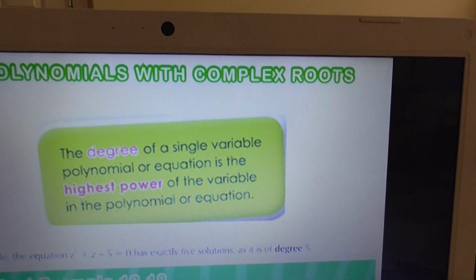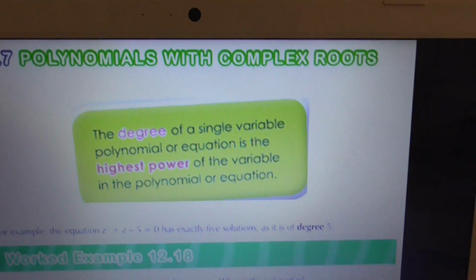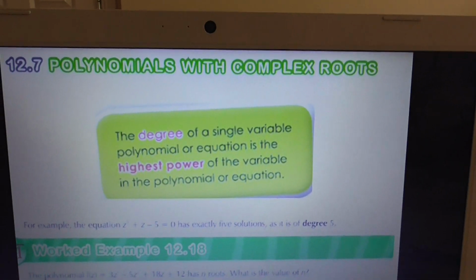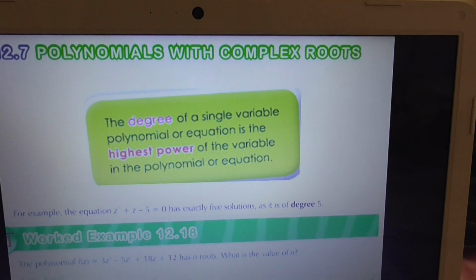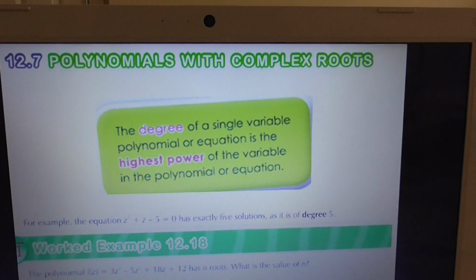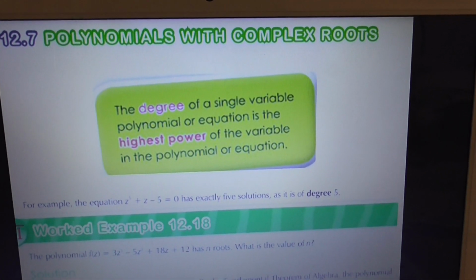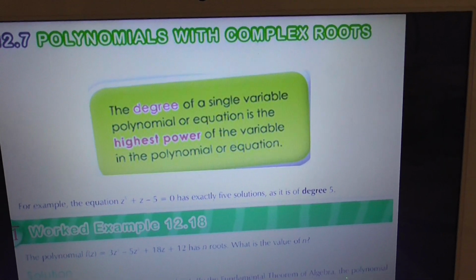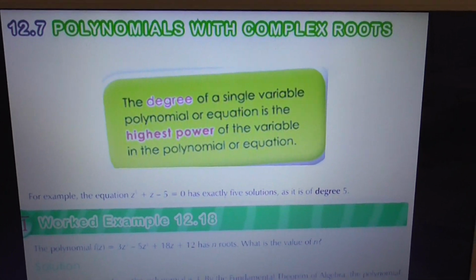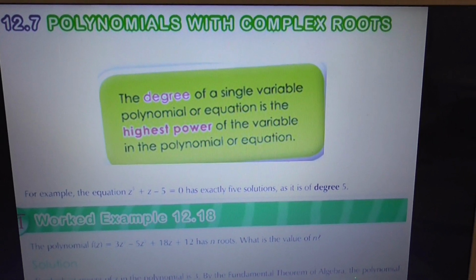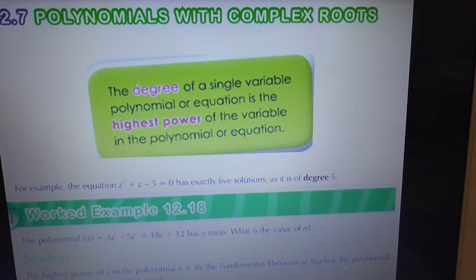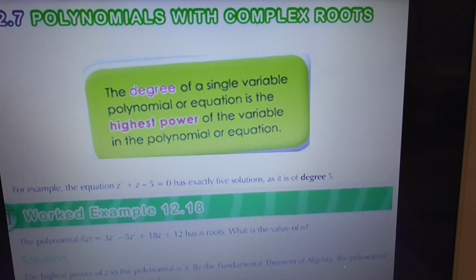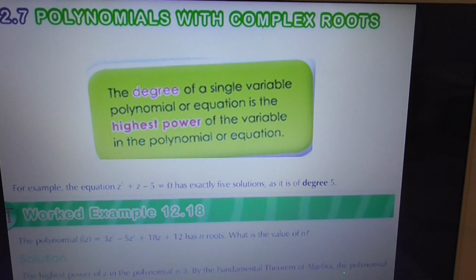Okay, the next thing we're just going to look at is any type of polynomial that has complex roots. So it's not always just going to be quadratics. So again, if we just revise, the degree of a polynomial is just whatever the highest power of x or the highest power of z is in that particular polynomial. So a degree 3 means the highest power of x was x cubed. Degree 2 means it was a quadratic. Degree 1 means it's linear, and so on and so forth.